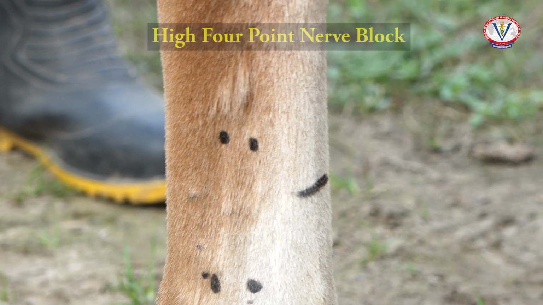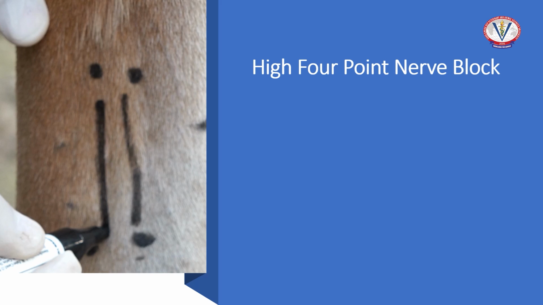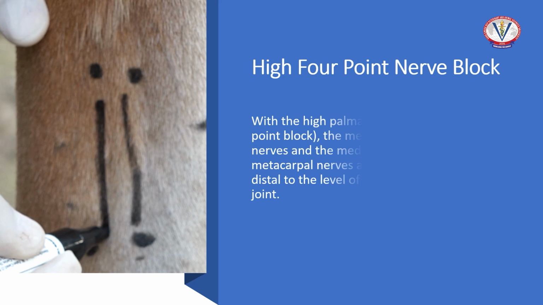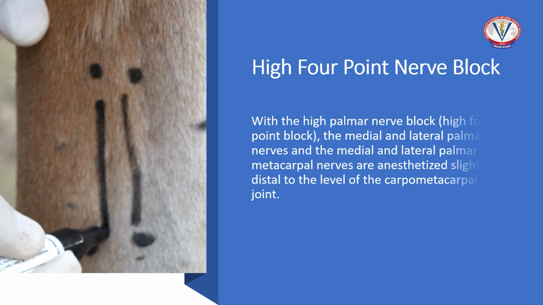To anesthetize each palmar nerve in this location, deposit local anesthetic solution, insert it through heavy fascia to where the palmar nerves lie adjacent to the dorsal surface of the deep digital flexor tendon. The palmar nerves are usually anesthetized in this location with the horse bearing weight on the limb.